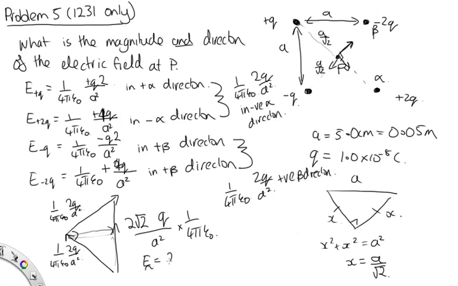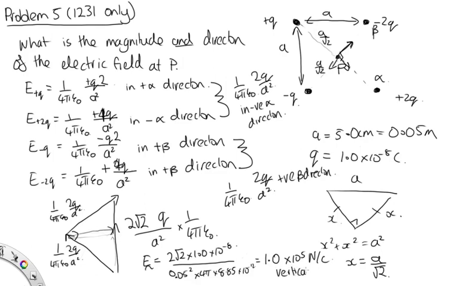So the electric field is 2 root 2 Q, which is 1.0 times 10 to the minus 8, over a squared, which is 0.05 squared, times 4 pi times 8.85 times 10 to the minus 12. Solving that on the calculator, you get 1.02, but everything's only given to 2 significant figures. So let's put that as 1.0 times 10 to the 5 newtons per coulomb. And the direction is pointing directly upwards. This is our direction here, so vertically up the page.